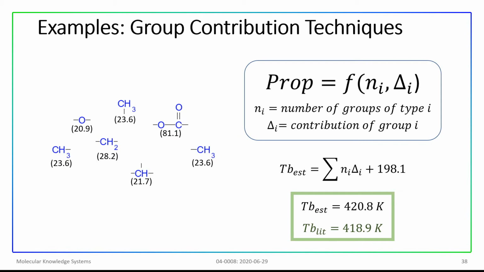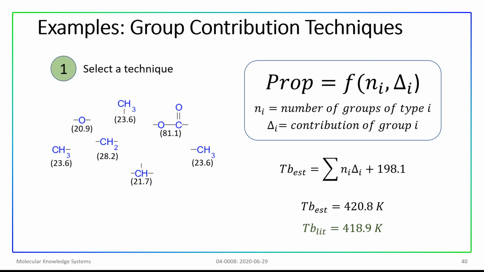of 418.9 K. So again, to summarize, when we need to estimate the physical property of a new chemical, we first select a group contribution technique. Compilations of techniques are available in many chemical engineering references and software programs. Using the groups listed in our selected technique, we next dissect the chemical's molecular structure into groups. We retrieve the contribution of each group from the selected technique, and then finally we combine these values into an estimate using the selected technique's equation.